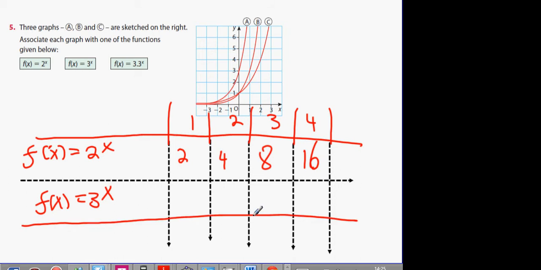f of x equals 3 to the power of x. Replace x with 1. What do we get? 3. The next one? 9. The one after that?